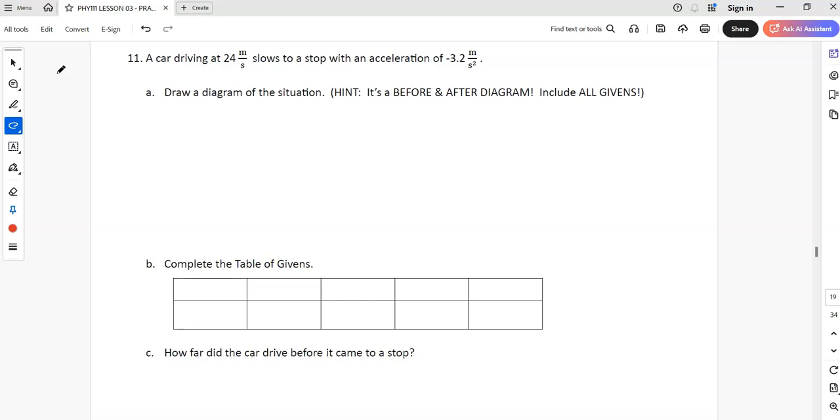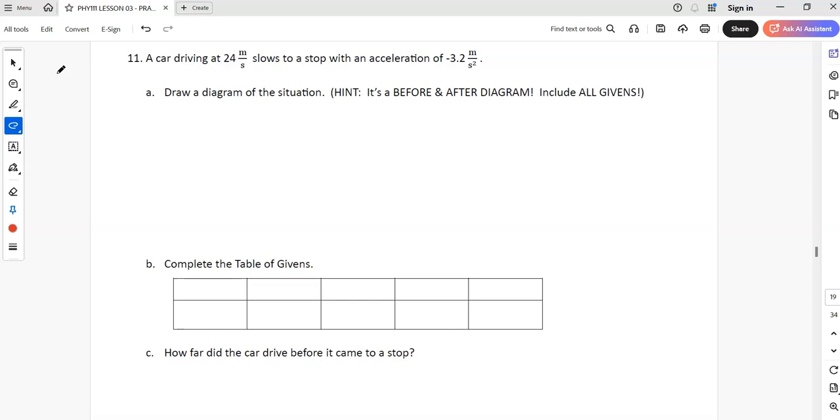A car driving at 24 meters per second, well, that's our initial velocity. Positive 24 meters per second is our initial velocity. It slows to a stop. That's our final velocity. Our final velocity is 0 meters per second. And then we have an acceleration. So we have our three numbers. This is a problem with acceleration that is not 0, so we have to use our kinematic equations, the set of 5 equations. So let's draw our diagram.